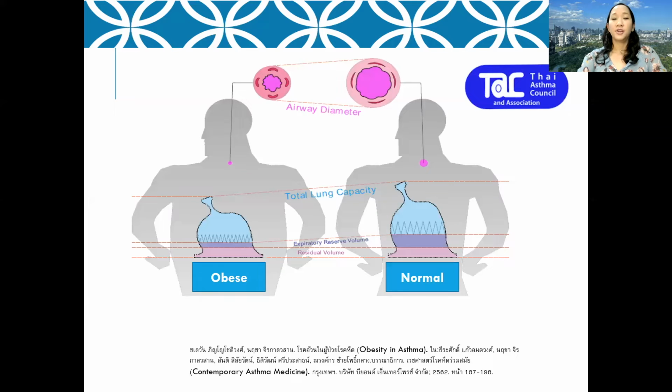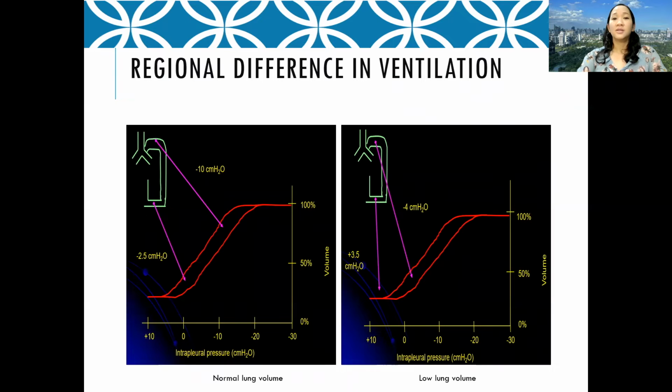So this is the figure that I authored in the textbook hosted by the Thai Asthma Council. On the left is the obese patient, and on the right is the normal individual. You can see in the obese patient that there is reduction in total lung capacity, reduction in expiratory reserve volume, and also reduction in airway diameter. And the reason for reduction in airway diameter can be explained in these two figures.